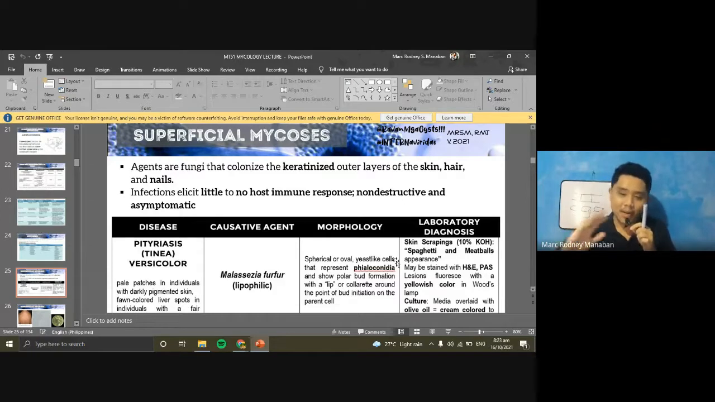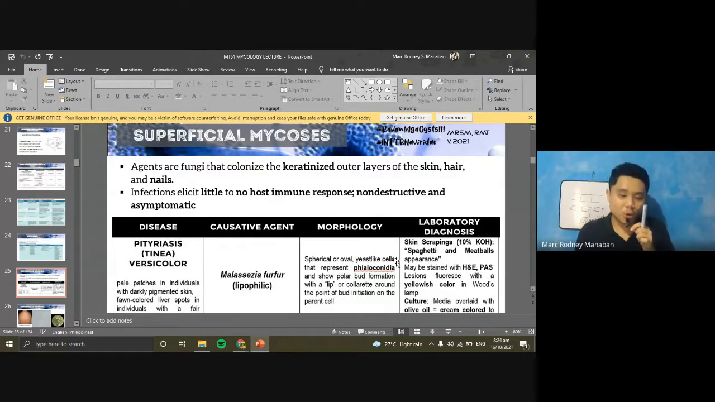So again, very superficial, those very outermost layers of the skin. Usually superficial cutaneous mycoses are more or less the same, they are just colonized. Now that's for the superficial mycosis. We'll start first with the first disease, your pityriasis or tinea versicolor.